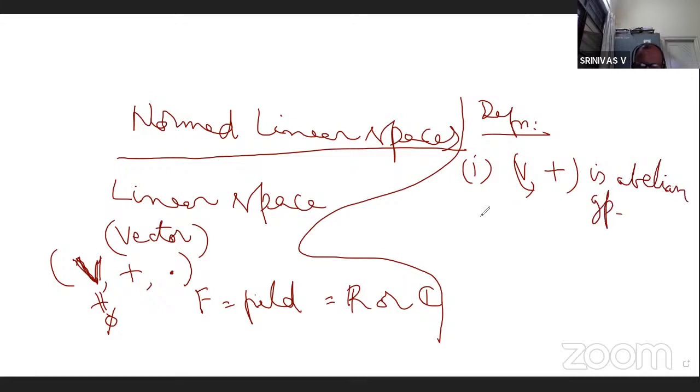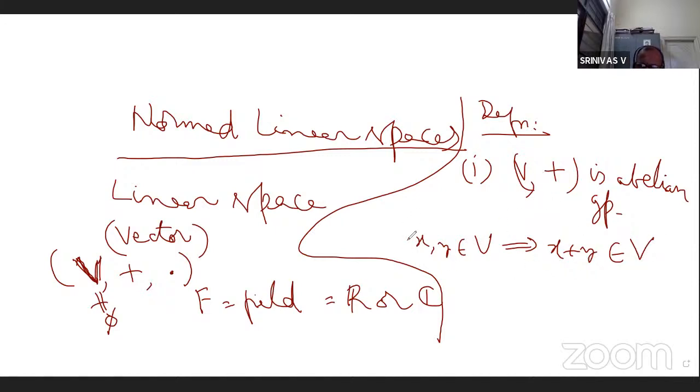What do we mean by this? First of all, it should be closed under addition. You take any two vectors from V, let them be x and y. Then x plus y must be in V, meaning addition must be closed in V cross V. We say addition is closed on V.